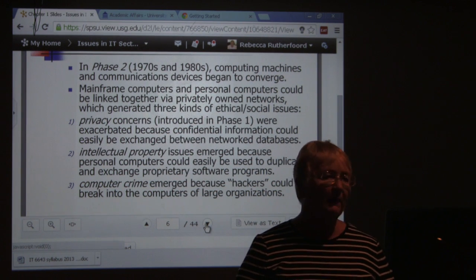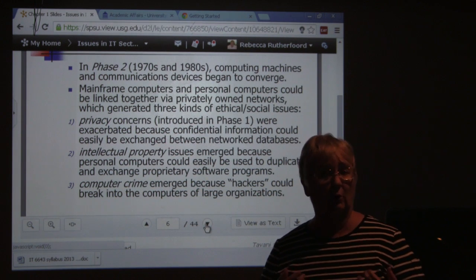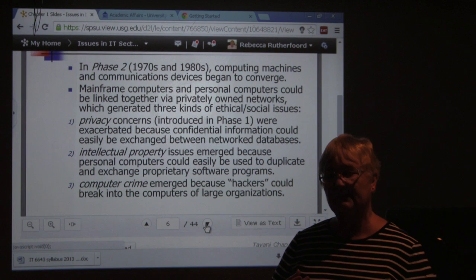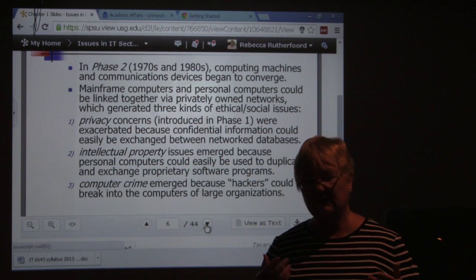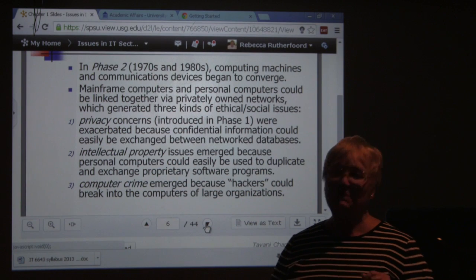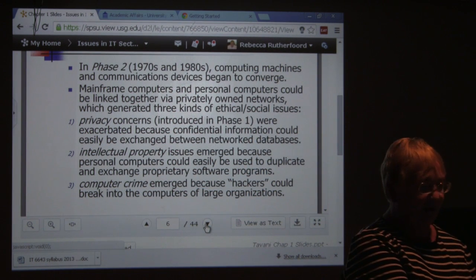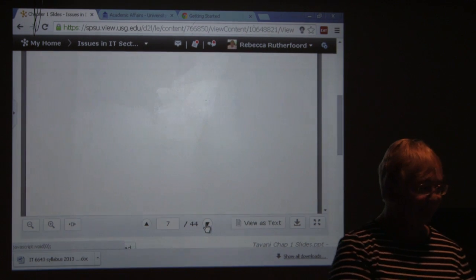In addition, we were able to store intellectual property, so copyright issues began to be a bit of a problem. And at this time, of course, computer crime started to explode, and we saw a lot of things happening in this area.